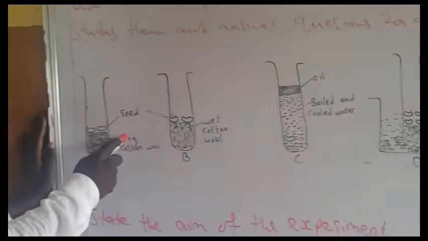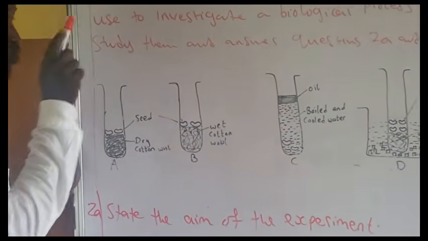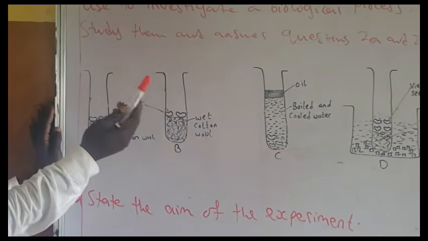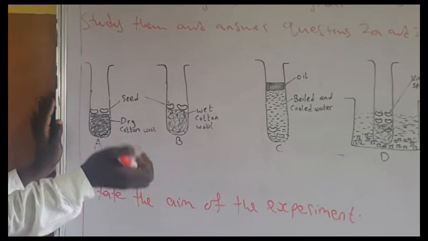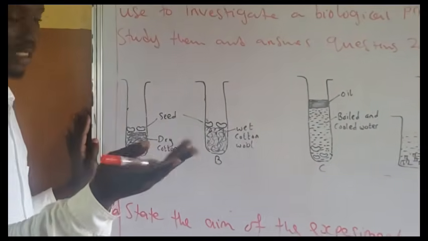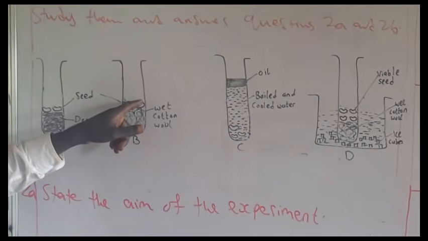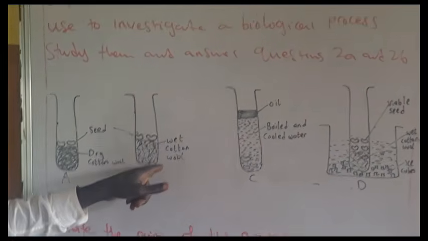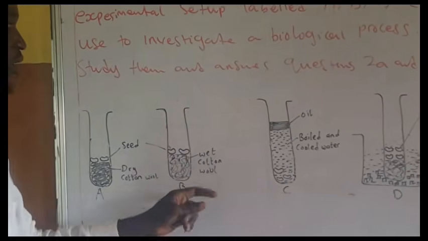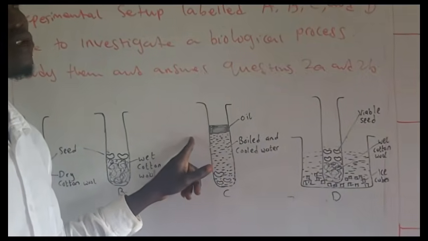Here they label it dry cotton wool. Dry, take note. We want to investigate germination. The conditions necessary for germination to take place are temperature, air, water, and warmth. Did you get that now? But because it is dry, germination may not occur. This one has the same seed, but the cotton wool is wet, meaning moisture or water is present.